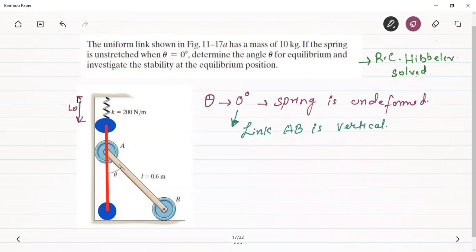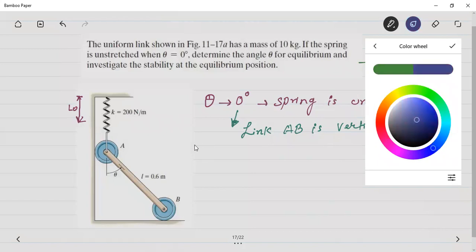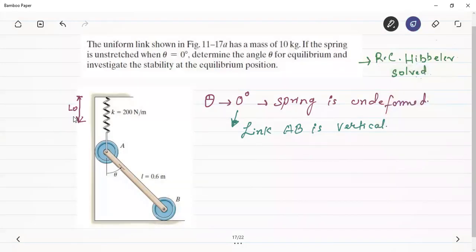And when theta is going to increase from 0 degrees to some value of theta, one can see that the spring is getting stretched. So in this position shown here, one can see that the extension in the spring is X. The spring is getting displaced by this much amount.